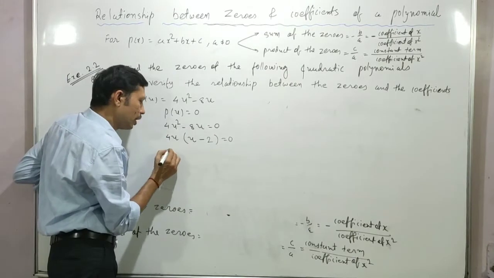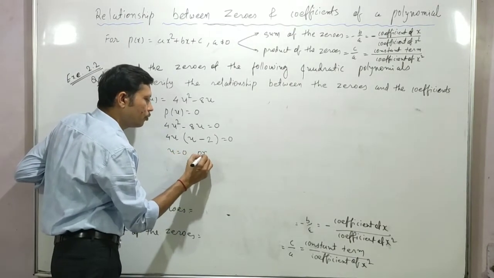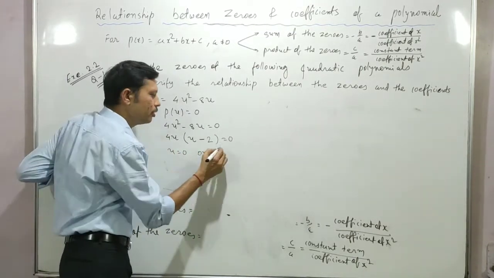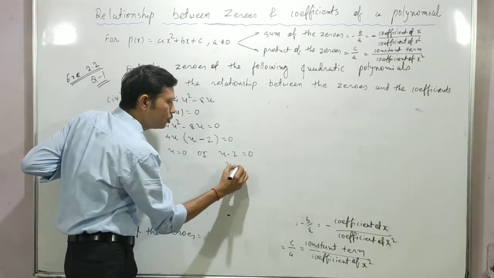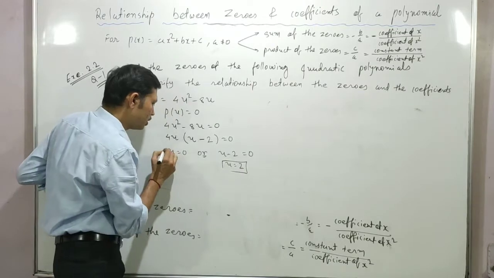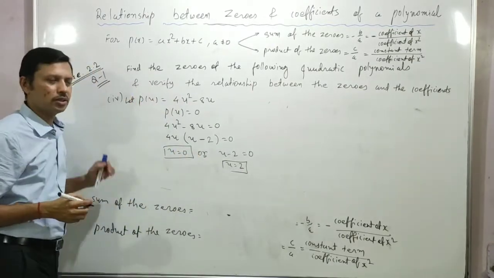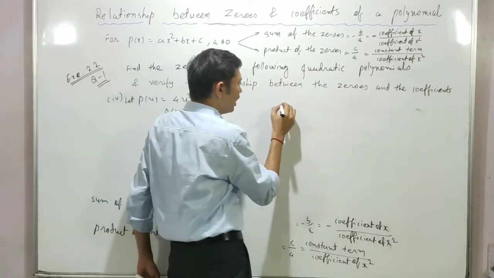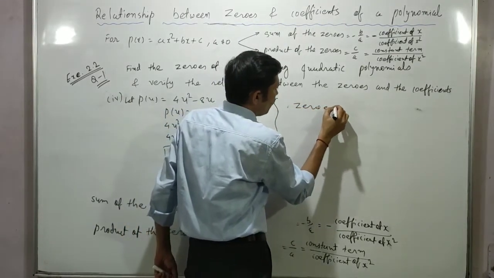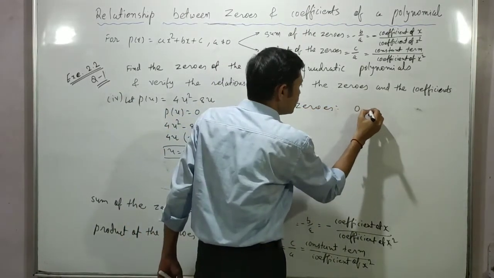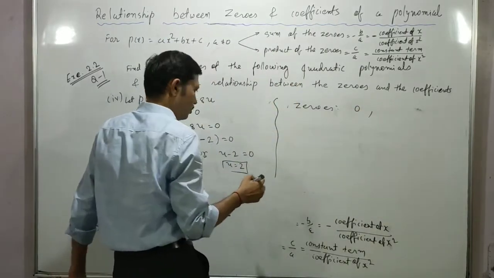4 can never be 0, so either u will be 0, or 4 is a constant number, it can never be 0, so u minus 2 equal to 0. So what is the value of u? 2. So these two are the zeros, right? So we will write down here again. Which are the zeros? 0 and 2.